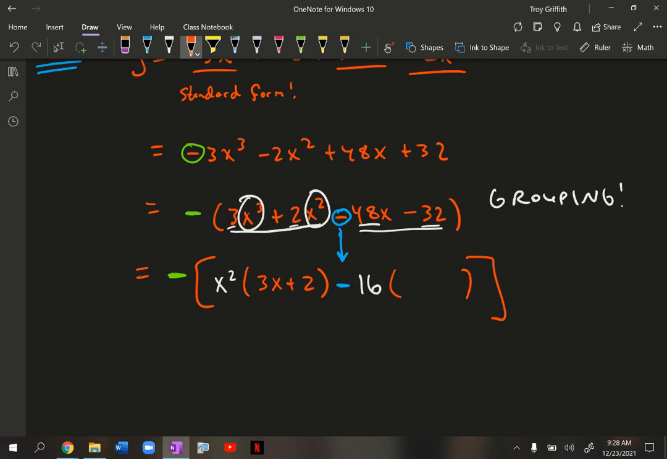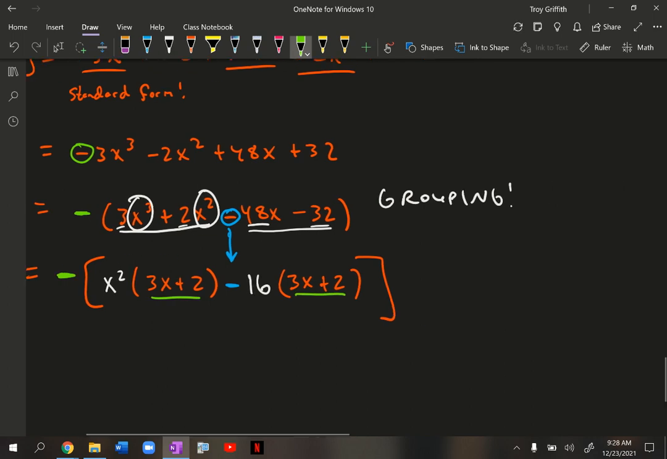But really what I did here was I took out a negative 16. So remember, if I take out a negative, it changes all the signs. 48 divided by 16 is 3x. And then negative 32 divided by negative 16 is a positive 2. Remember, what we're looking for in grouping is the same thing in both sets of parentheses, which I have here.